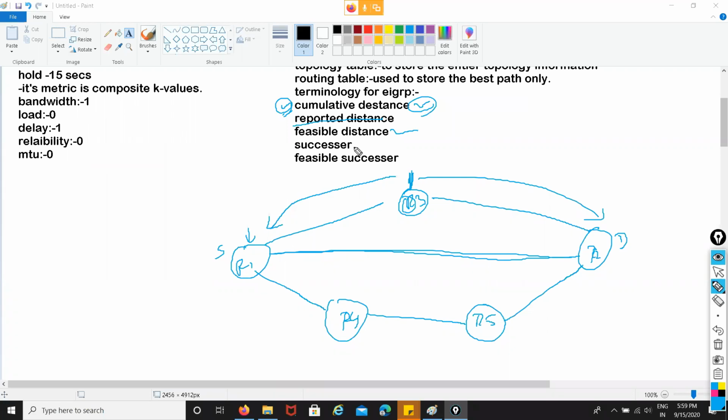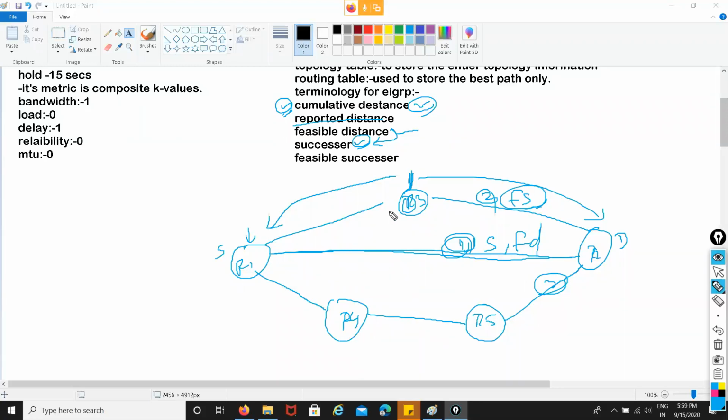Okay, what is successor? You simply say that the successor is the best path. And what is the feasible successor? The feasible successor is the second best path. Like you can see, it is the best path, it is the second best path, and the third best path. Then the first one is known as the successor. You can also say it is the feasible distance. Okay. Feasible successor means the second best path, so it is obviously the feasible successor.